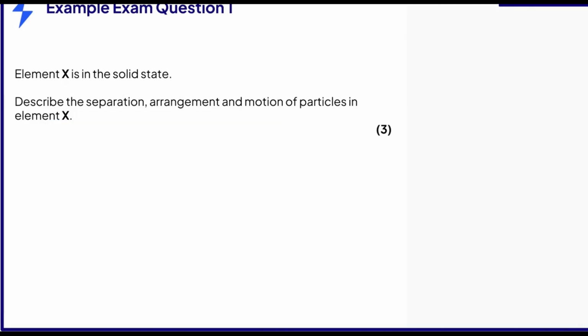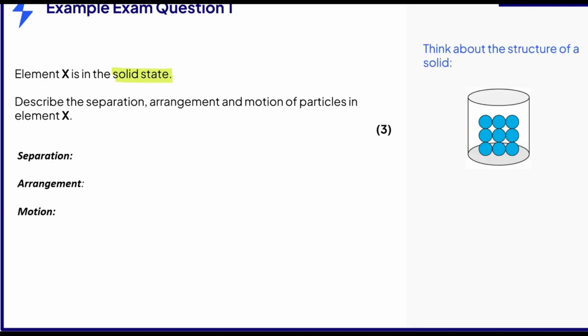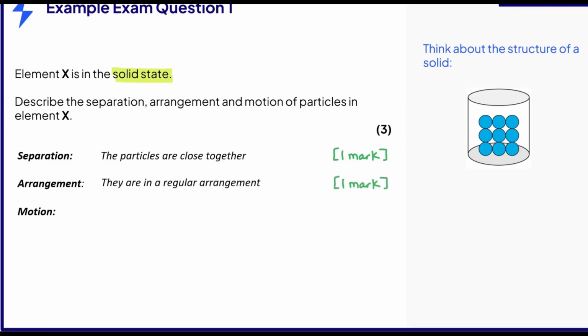This question asks you about the separation, arrangement and motion of particles in element X, which you are told is in the solid state. The question is 3 marks, so you will score 1 mark for a statement addressing each of the terms in the question. To help you answer, think about the structure of a solid we looked at earlier. Looking at this model, we can see that the particles are close together, which answers the separation element of the question for 1 mark. The particles have a regular arrangement, which will score your 2nd mark, and they are unable to move properly. They just vibrate around fixed positions, which scores your 3rd mark.